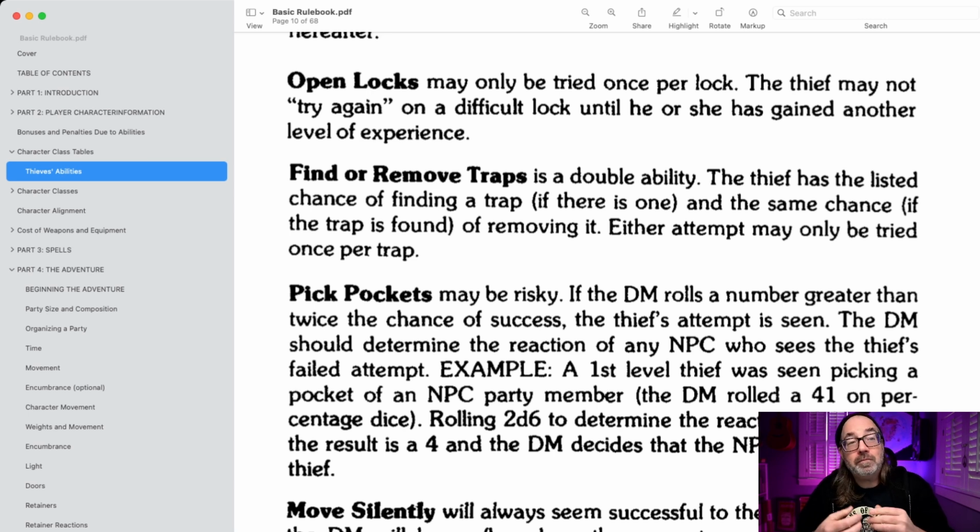Okay, so I talked a little bit about what the traps are and how you might find them. The other thing, which is not listed here because I think this was implied, or I know it was implied in the game, especially since in OD&D, which is essentially where this kind of rolling comes from, it doesn't really talk about that stuff at all.